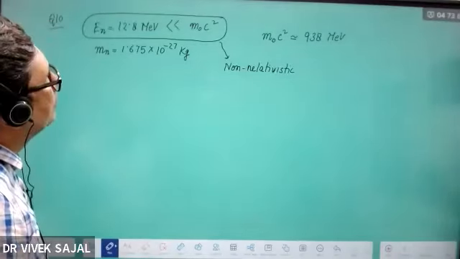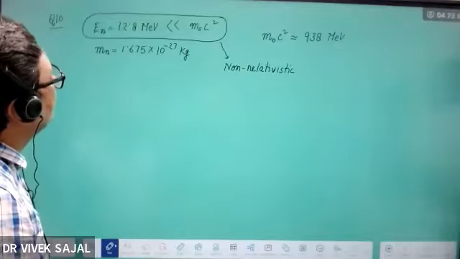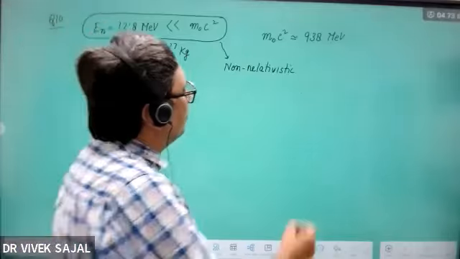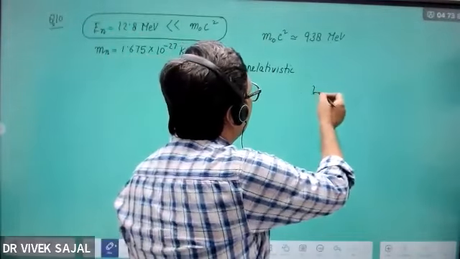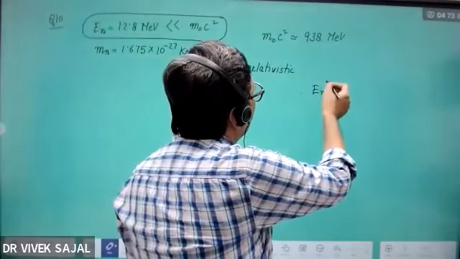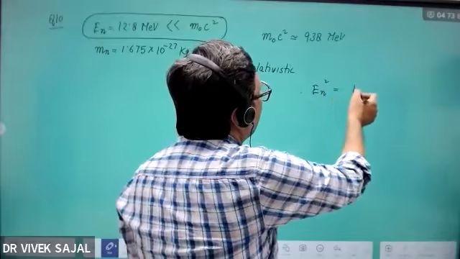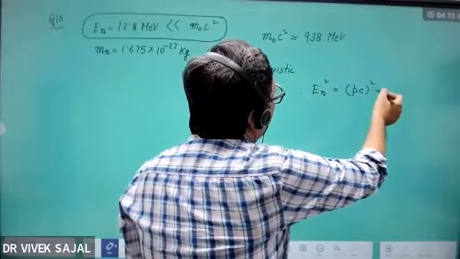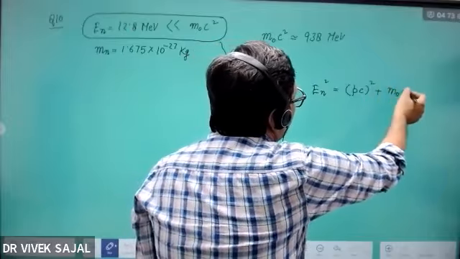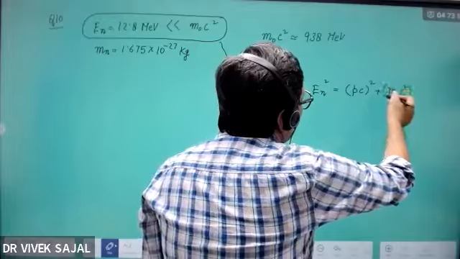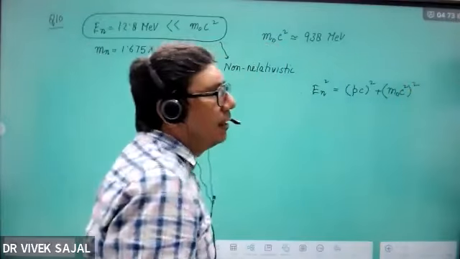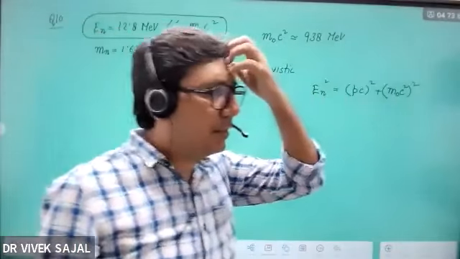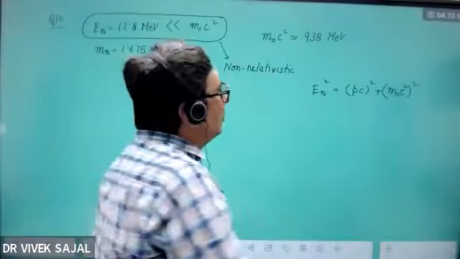Now, why is this 12.8 MeV? One more thing I can say: if you write E squared, that will be (PC) squared plus (m naught c square) squared. If the relativistic case is there, then this will be the case.